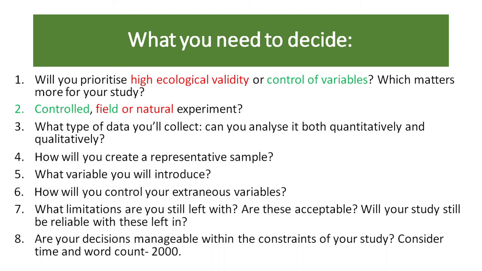The last thing to consider is, are your decisions manageable? So when you've got all of these answers and you've looked at what you want to do, are you going to be able to do all that within the constraints of your study? So the main thing obviously to consider is lockdown, then the time available to you. I am hoping to get a first draft of these in by the summer, so that I can mark them over the summer for you. And then the word count, which is 2,000 words. Well, you're allowed 10% either side, so 2,200 maximum.